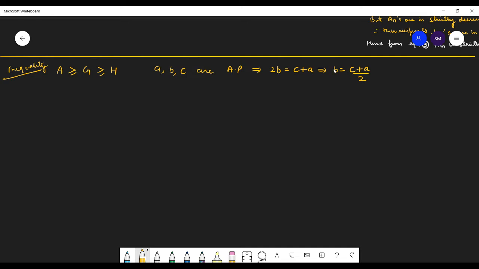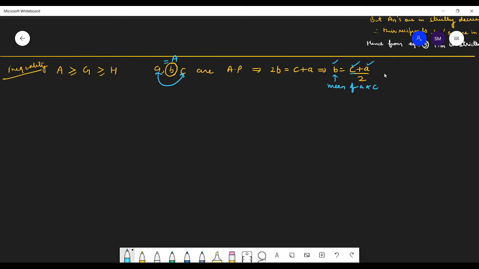So it means that B is the arithmetic mean of these two numbers, A and C. You can see that when I am adding C and A and dividing them, these are two numbers and I'm dividing by 2, so I'm getting the mean. So B is the mean of A and C.